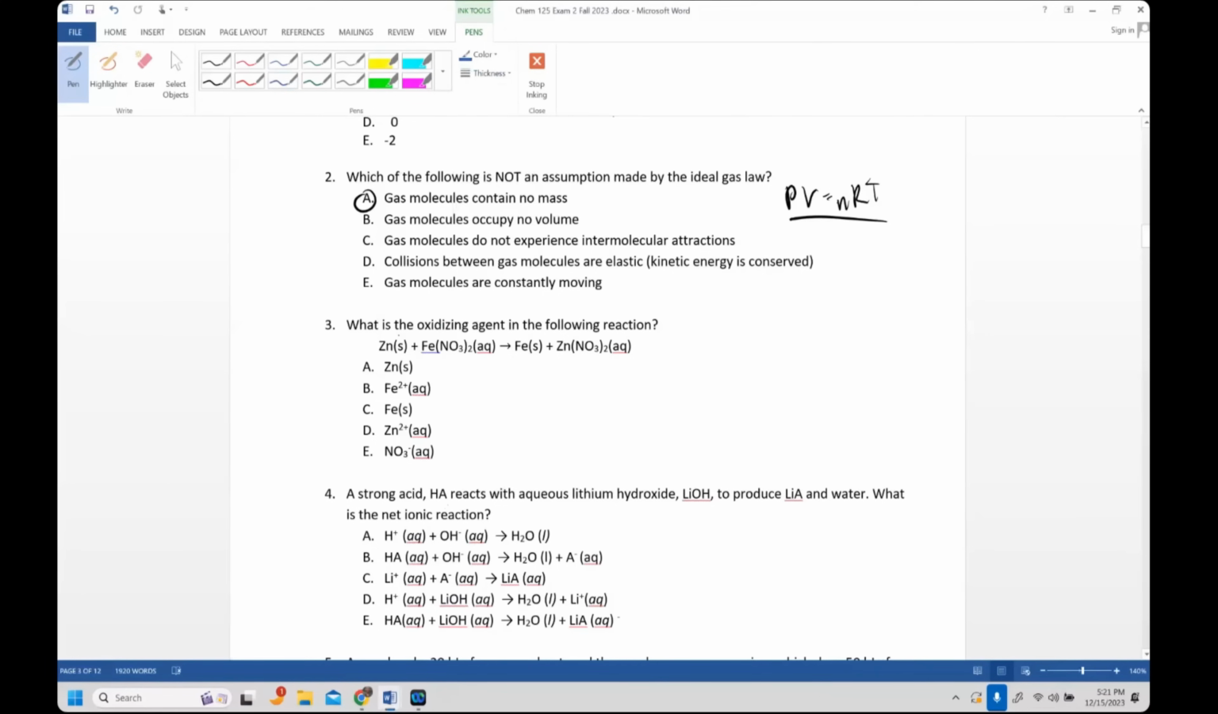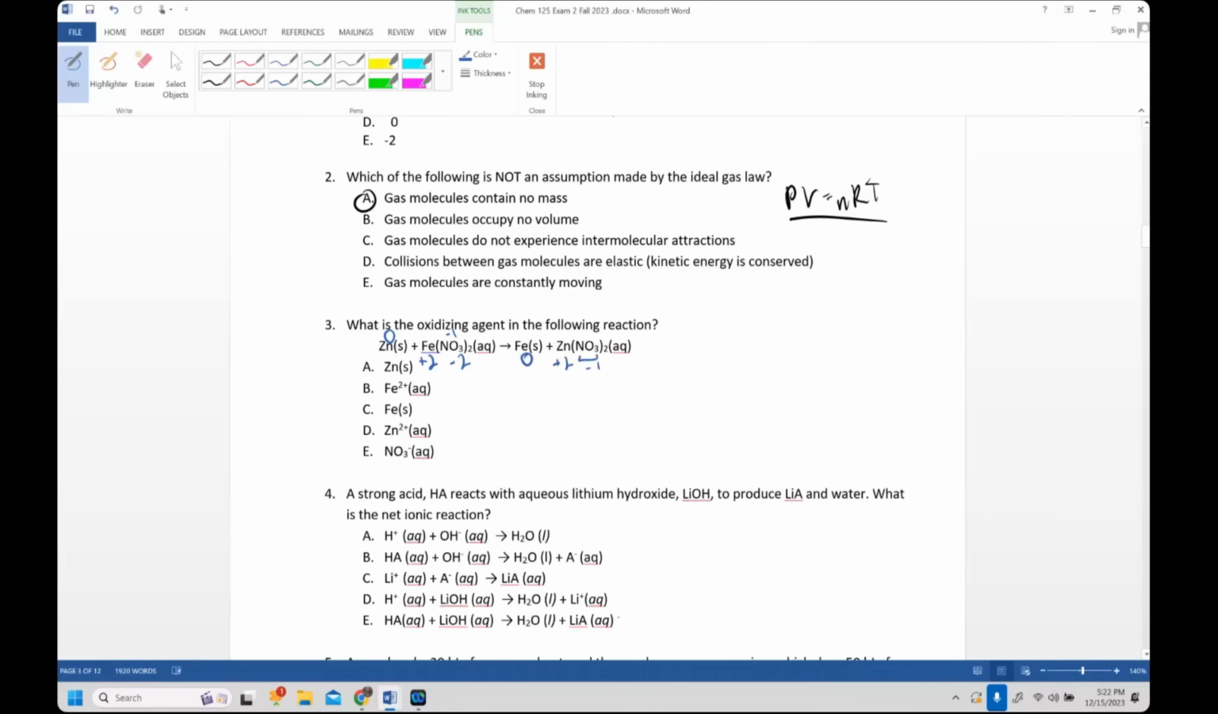So zinc by itself has an oxidation state of 0. Iron is going to be, so here we have nitrate is -1. There's 2 of them, -2. Iron is +2. This iron by itself is 0. This zinc is now +2. And the nitrate again is -1. So we can say that zinc is going from 0 to +2. It's being oxidized. Therefore, it's the reducing agent.